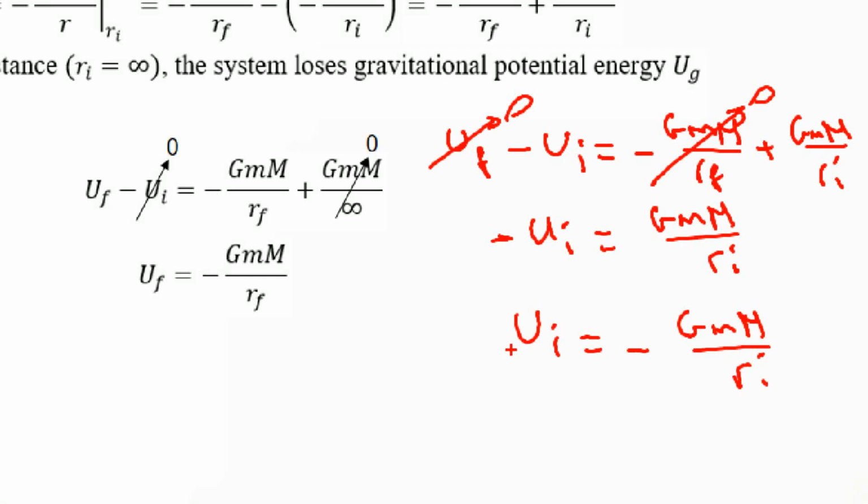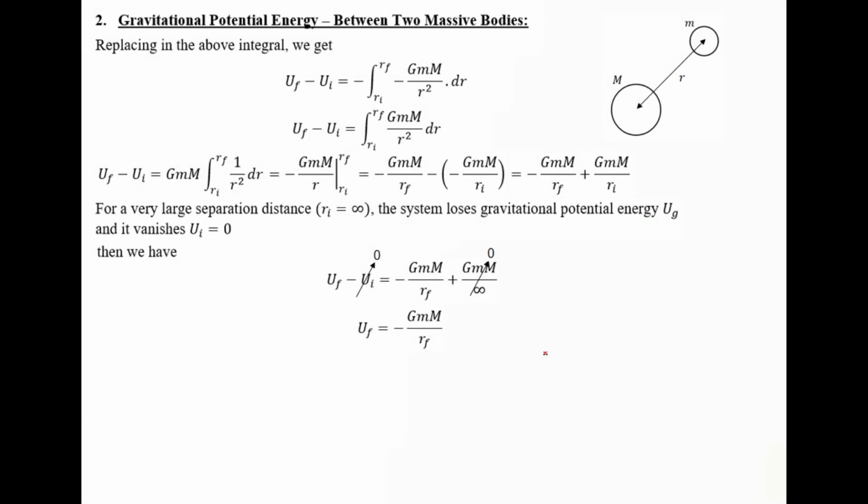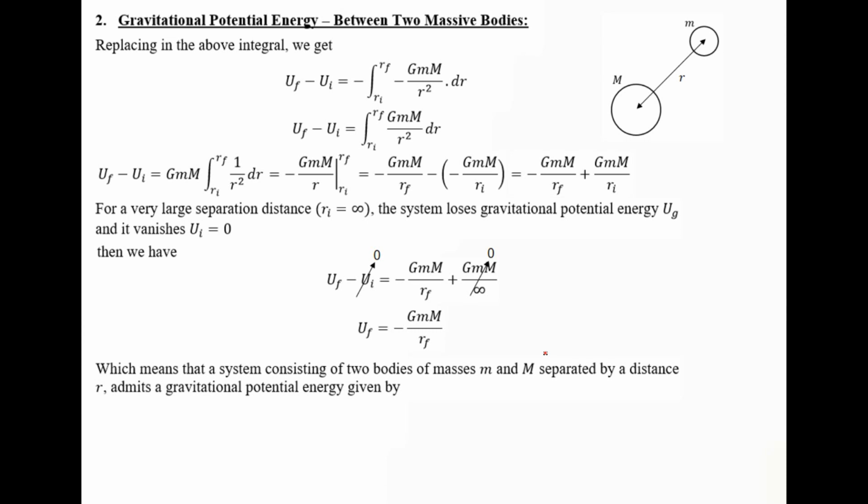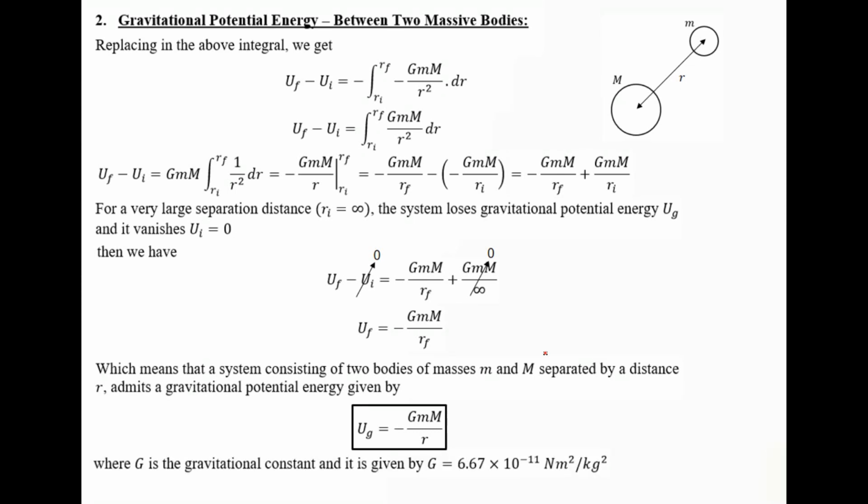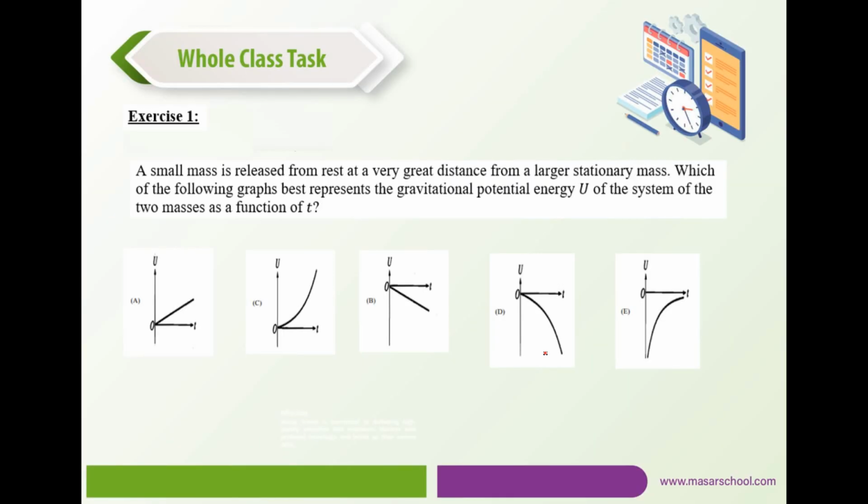Then whether we choose our reference level to be the initial or final won't make any difference, because we're going to rename everything again whenever we finish these results. Which means that a system consisting of two bodies of masses m and m separated by distance r admits a gravitational potential energy given by minus GMM over r, where G is the gravitational constant and is given by the following number. Now we're done with these.